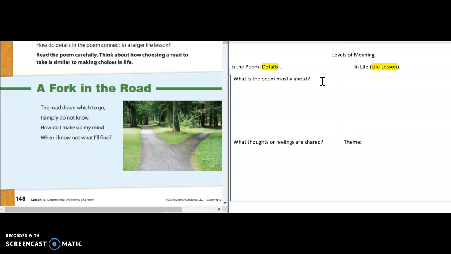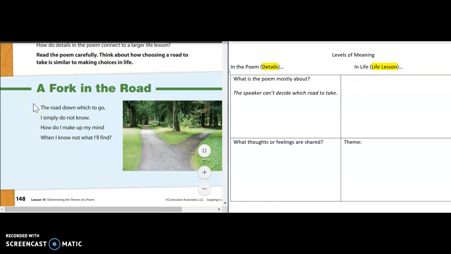Well, in my opinion, and this might be a little bit different than yours, I think that the speaker can't decide which road to take. So that's my own thinking right there. That's from the details in the poem. Now, let's convert that or think about more of a life lesson.